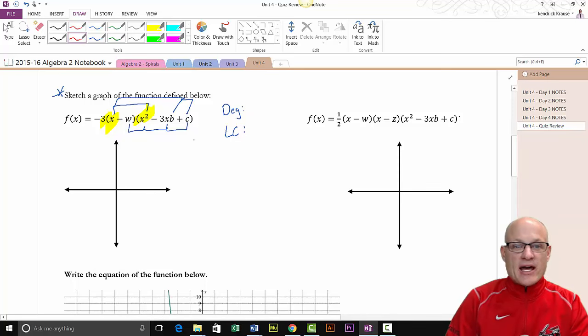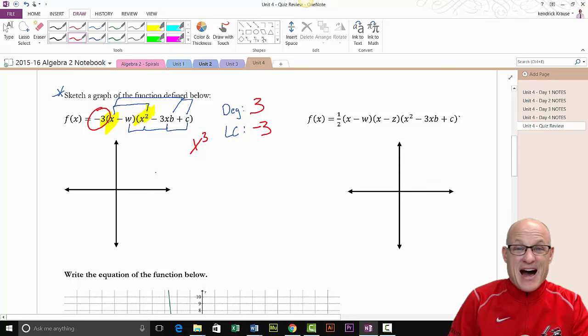This will actually give me an x cubed. X squared and x will give me an x cubed. So my degree is 3. My leading coefficient is this thing right here. It's going to be negative, so negative 3. So it's odd.